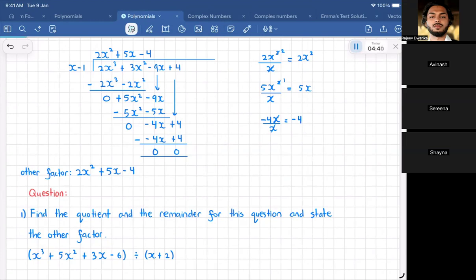So this question is specifically asking you to find the quotient. So when you find the answer, you have to state what the quotient is, you have to state the remainder, and you have to state the other factor.